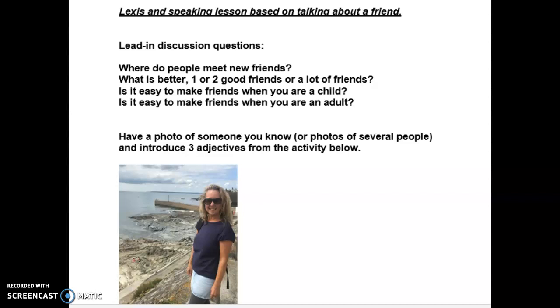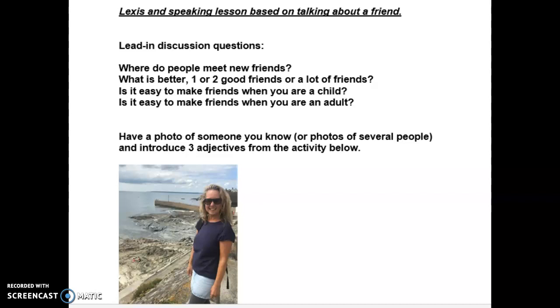Do the first one together. So, everyone, look at the first question. Where do people meet new friends? What do you think? So you could nominate someone or just get them to talk briefly together for a couple of minutes and get some feedback, and then put them into small groups or do it as a whole group and just tell them you're going to sit back and listen for 5 minutes while they discuss the rest of the questions. Then get some feedback by nominating individual students for their answers.